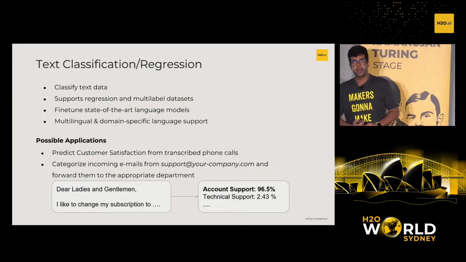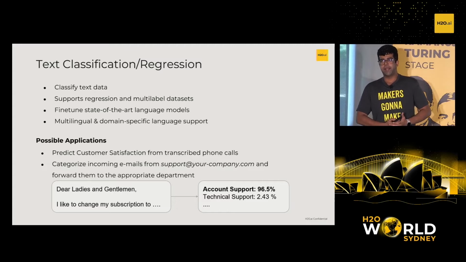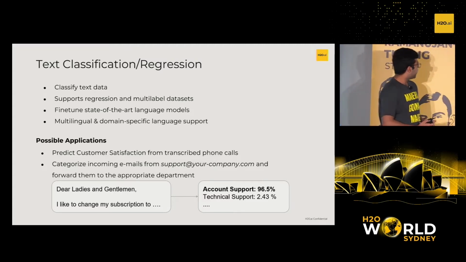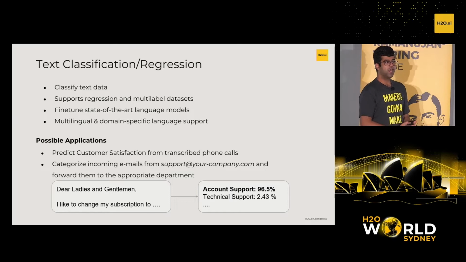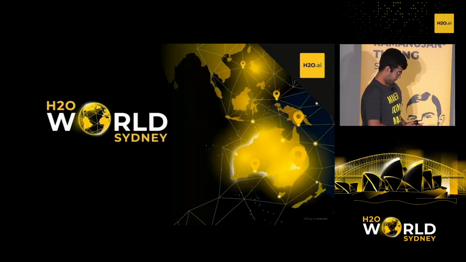For text data, we support a wide range of things as well, as I said earlier. So you could classify text, you could predict customer satisfaction through reviews, you could classify spammy words or not, and you could also have this across multi-languages. So that's also being built in right now.